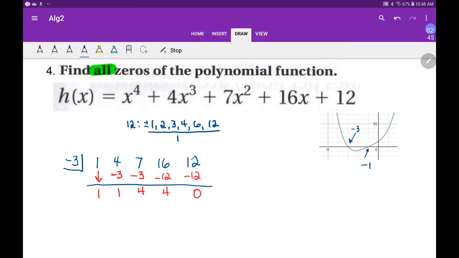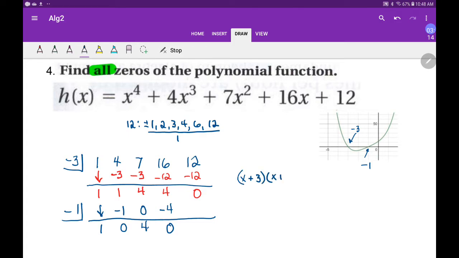And then I'll go back and try negative 1. So let's keep going. We bring down the 1, we get 1. Times negative 1, we get negative 1. Plus 1 is 0. Times negative 1 is 0. Plus 4 is 4. Times negative 1 is negative 4. Plus 4 is 0. So both of these work. I get x plus 3 as one of my factors, and x plus 1.